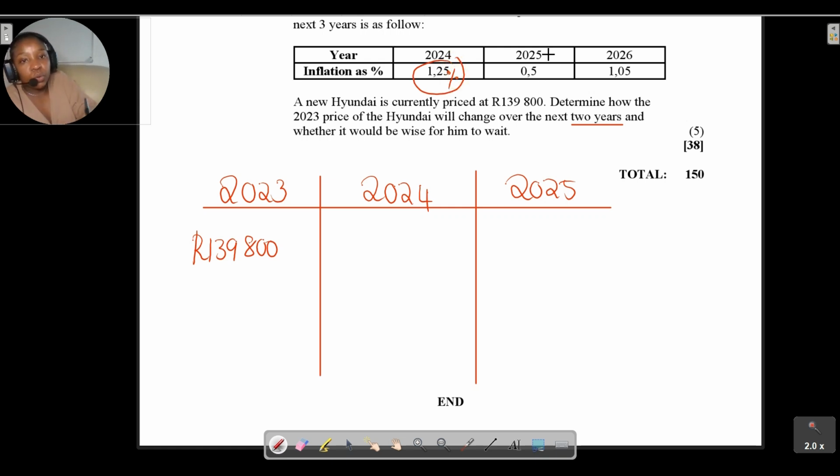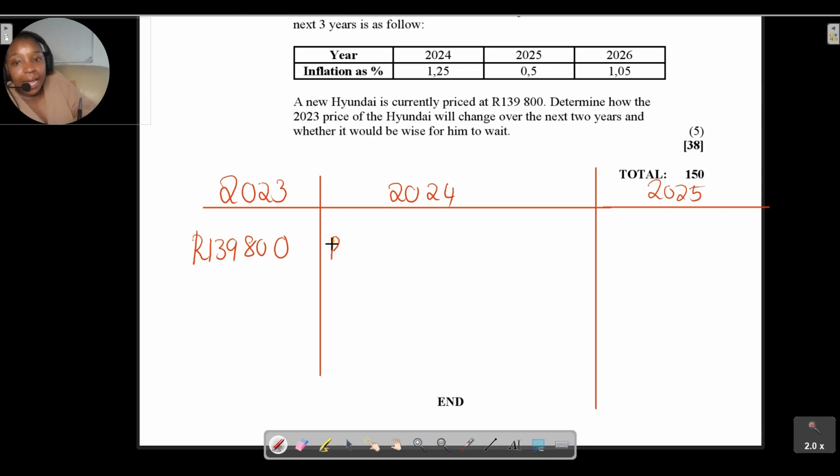If the inflation rate for 2025 is 0.5%. So how are we going to do that? We are just going to take that 139,800. We're going to multiply it by the inflation rate of 1.25%. Remember, it's a percentage, so you divide by 100 to give us how much the price will increase by in 2024. So it's 139,800 multiplied by 1.25 divided by 100.